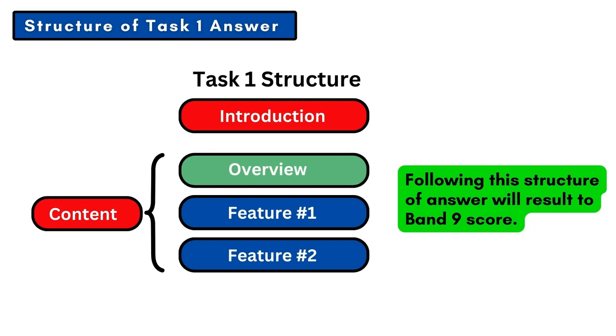So this is the structure of task 1 answer. We have introduction, and then we have content. The content we have overview, and then feature 1 and feature 2. Following this structure of answer will result to band 9 score.